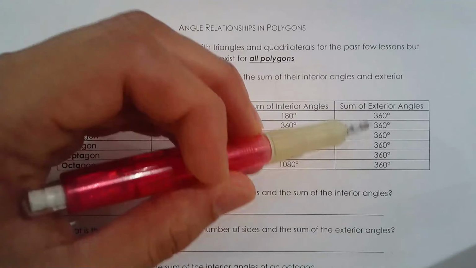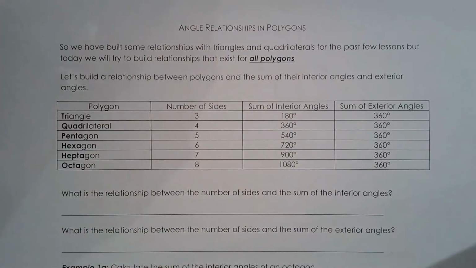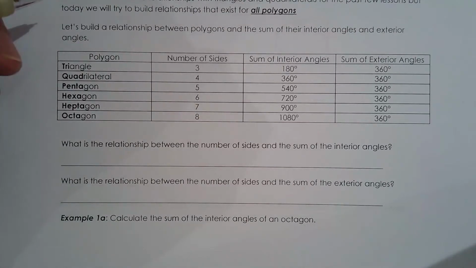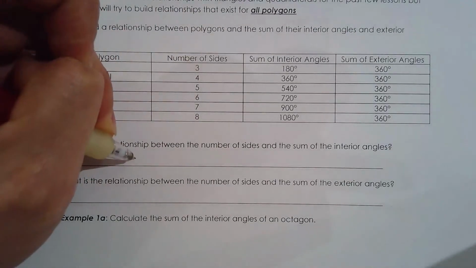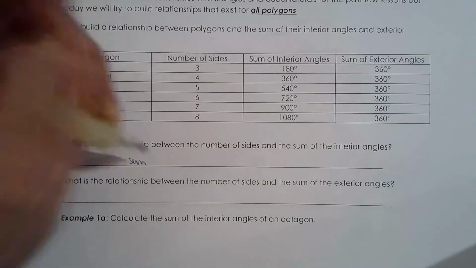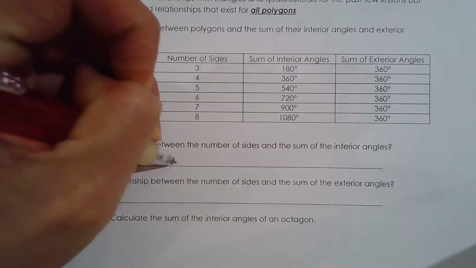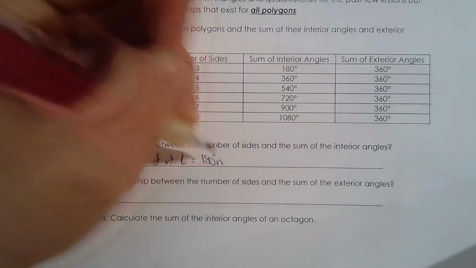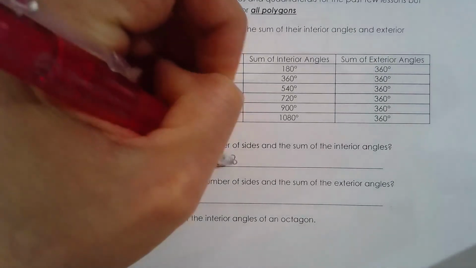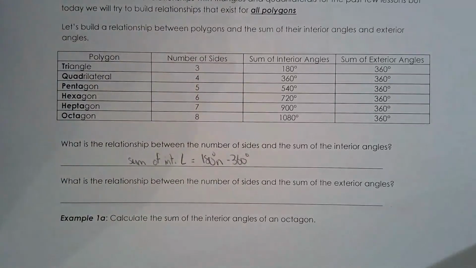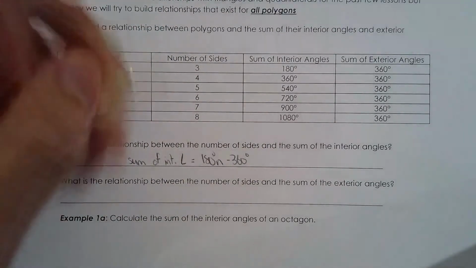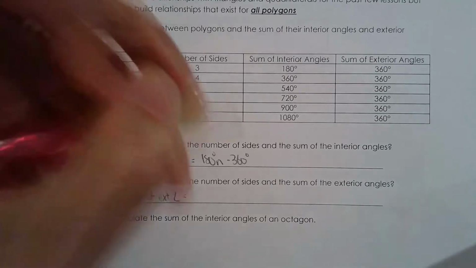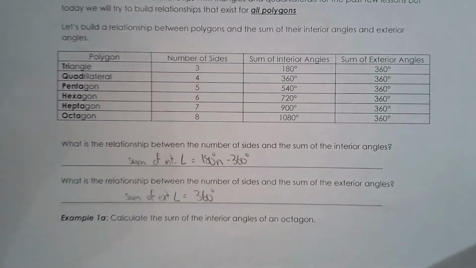Hopefully you remember that the sum of the exterior angles is always 360 degrees. So what is the relationship between the number of sides and the sum of the interior angles? The sum of interior angles is equal to 180 degrees times n minus 360 degrees. The sum of the exterior angles is always 360 degrees.